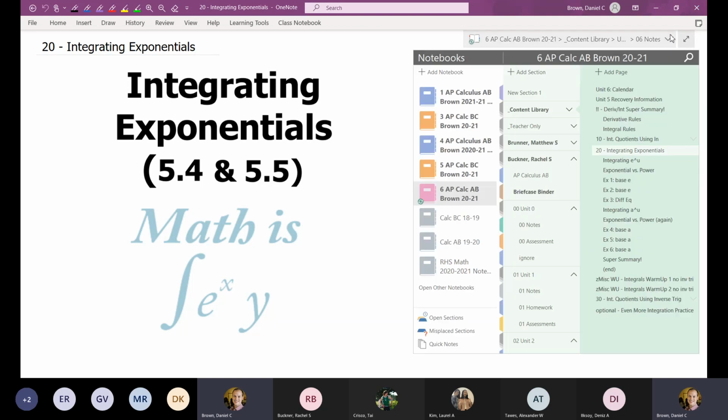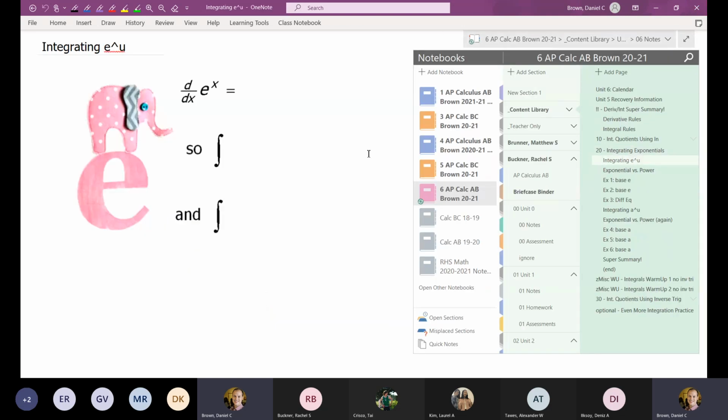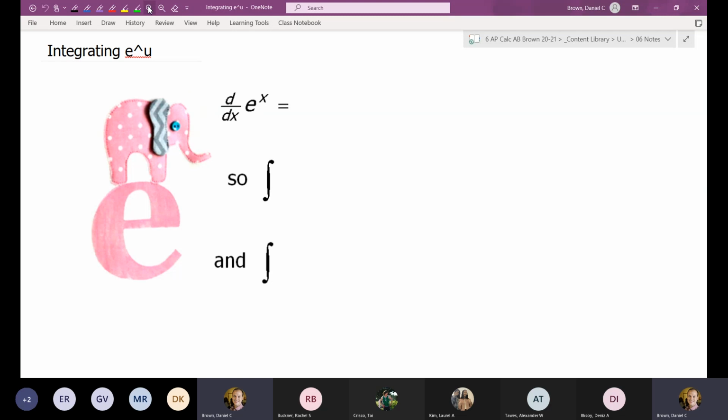So the first rule that I want to look at is integrating e to the x. And we know, first off from first semester, the derivative rule, so it's pretty easy. What's the derivative of e to the x? E to the x, easy enough. The derivative of e to the x is just e to the x. So then you can conclude from that, well, if you're going to integrate e to the x, what is that going to be? E to the x, not a trick question.